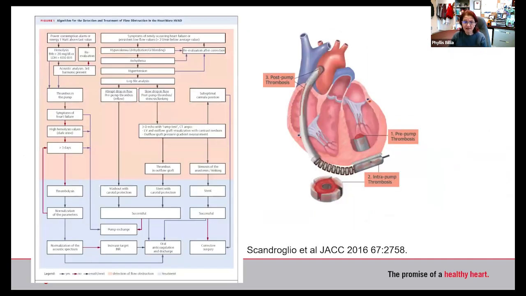There have been a series of algorithms published with approaches on how to deal with obstruction to flow in patients with VADs, but the focus had previously been pump thrombosis. And the algorithm I'm showing you here was developed by Dr. Potapov in 2016 with the purpose of optimally diagnosing and treating LVAD-related thrombosis.